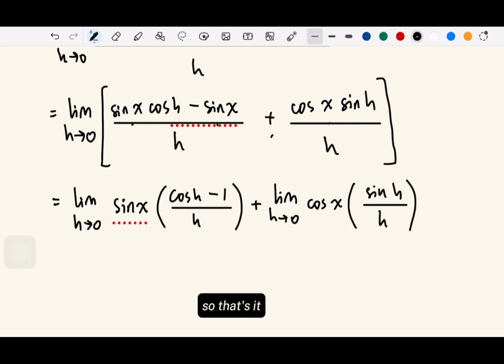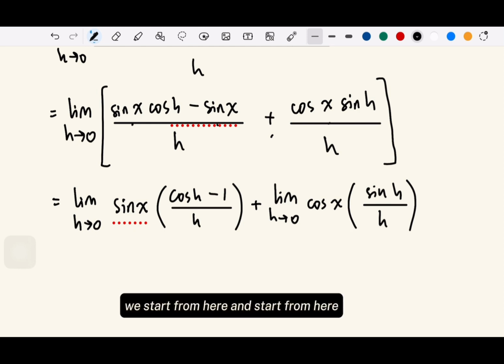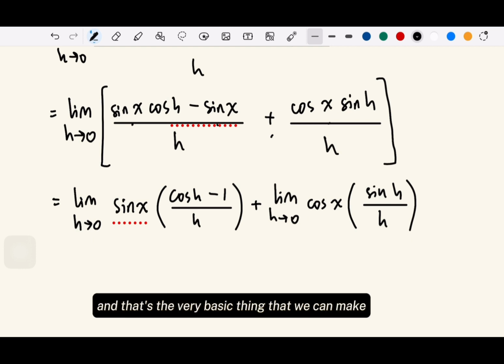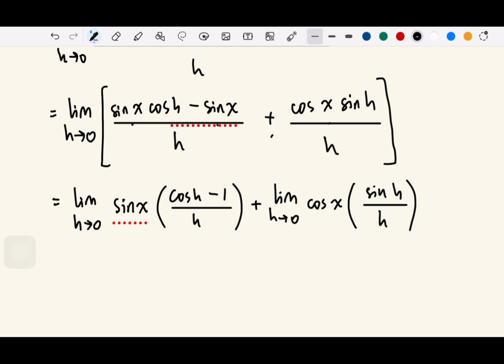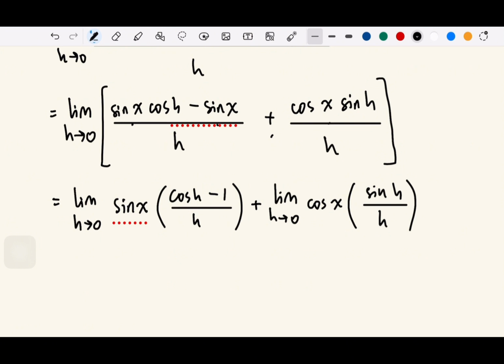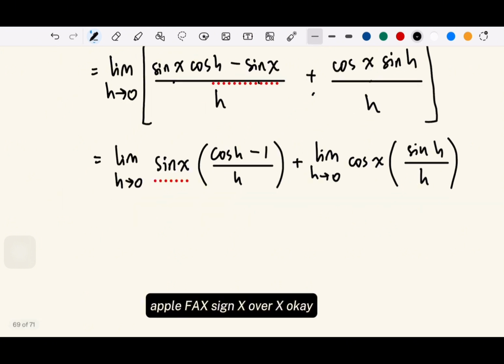Okay? So let's say we start from here. How to prove this? We can start the proof first by looking at the graph. That's the very basic thing that we can take. Look at the graph of, let's say, f of x equals sine x over x.